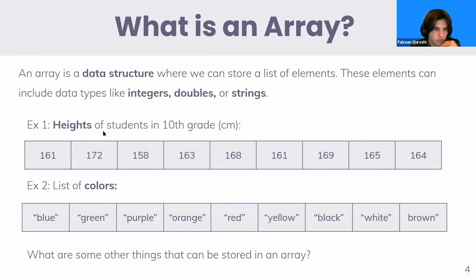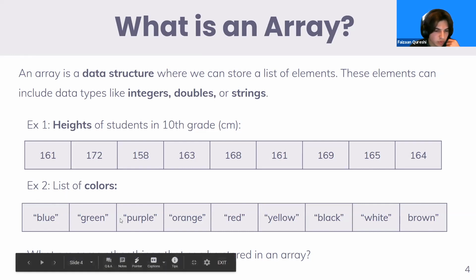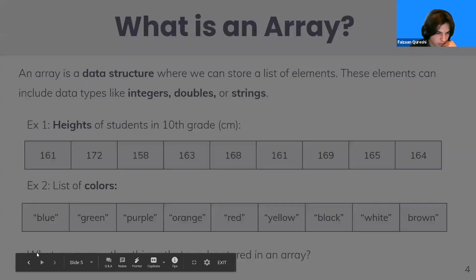So in our first example, the data stored is an integer type. So we have the heights of students in 10th grade. We count how many elements we have: 1, 2, 3, 4, 5, 6, 7, 8, 9. So we have 9 elements in this array. In this example, the data type uses integers, and we are storing the integers in this array. And in our second example, the data type is strings and it's a list of colors. So for example, we have blue, green, purple.